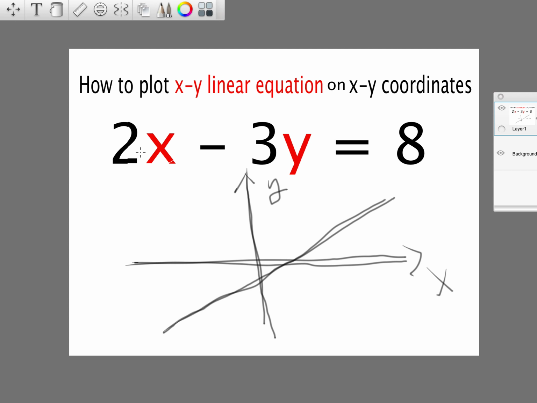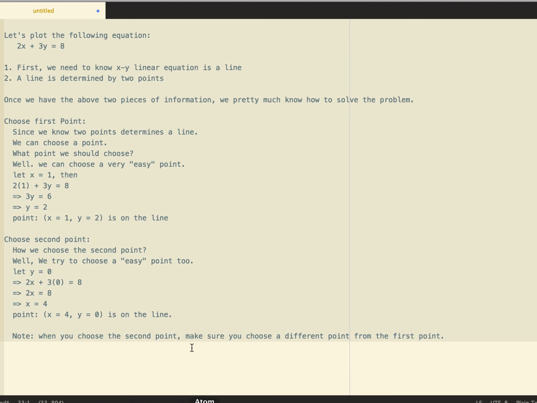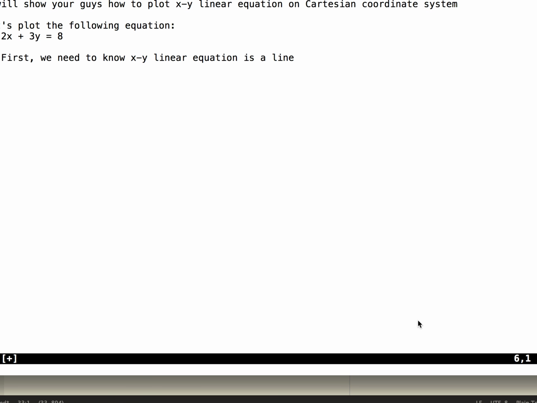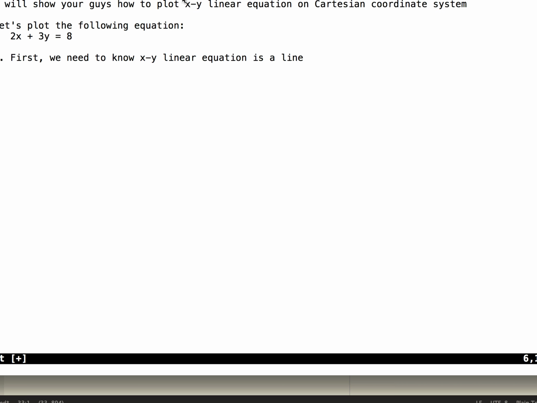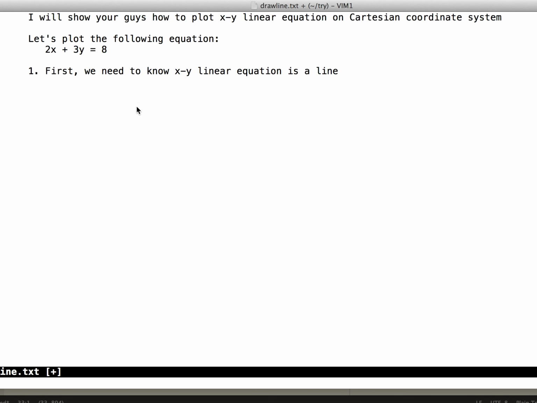How to plot this equation? Okay, we need more information than just this equation. So what do we need to know? First, we need to know that an xy linear equation is a line. It means this equation, 2x plus 3y equals 12, is a line, right?